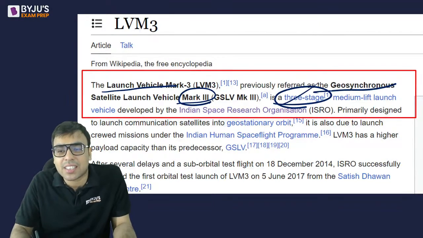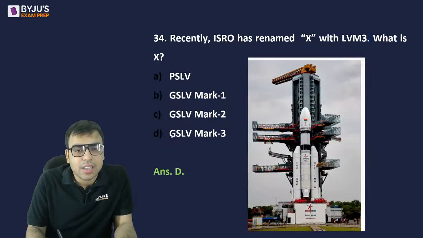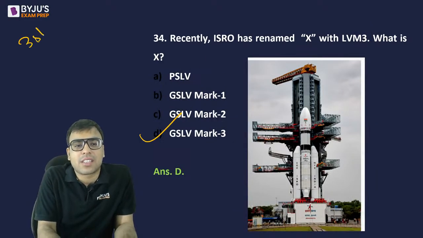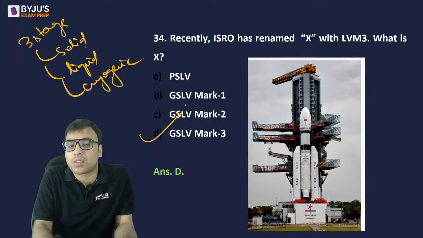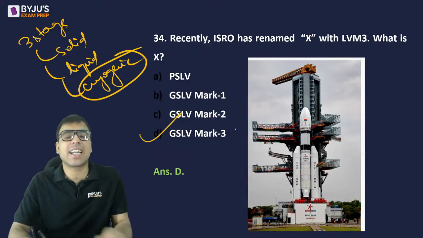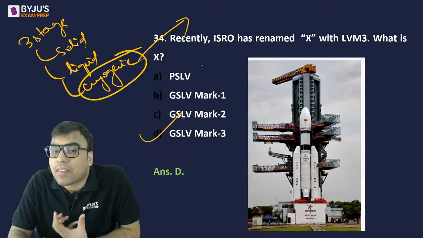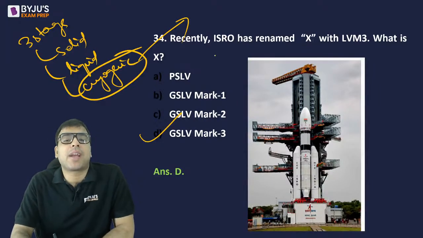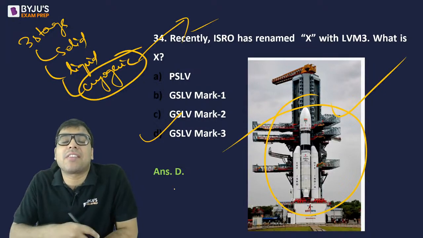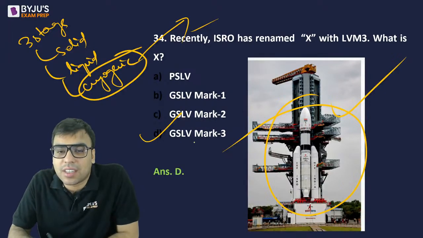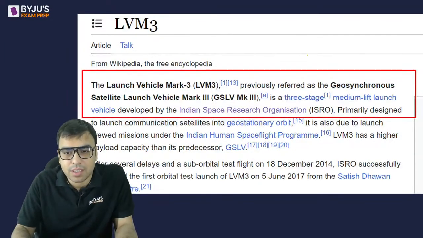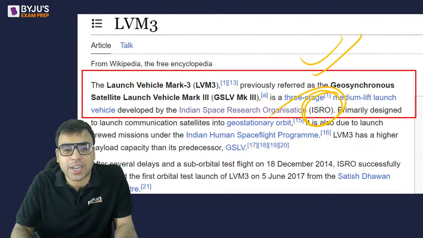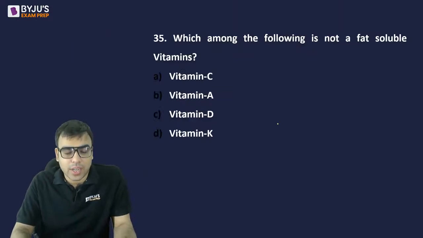This is actually a 3 stage rocket. Look, it has 3 stages like this: solid stage, then liquid stage, then cryogenic stage. The engine has 3 stages. Because of this, it is considered very powerful. The cryogenic engine is considered very powerful, and because of this the rocket can carry very heavy payloads. So that is why you should know it. So D is the right answer. This is ISRO's most powerful rocket.